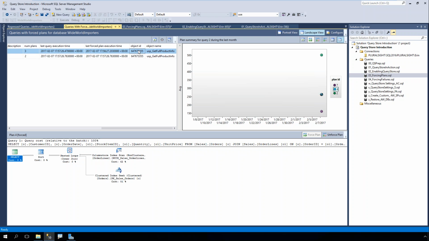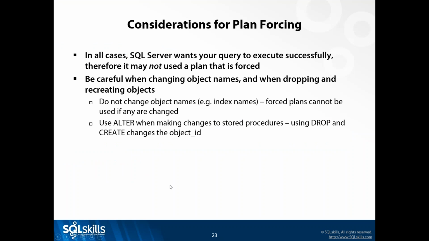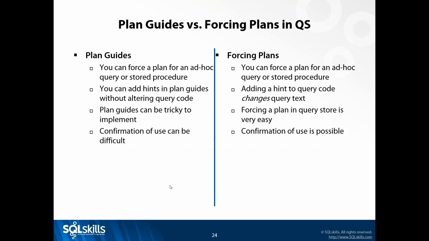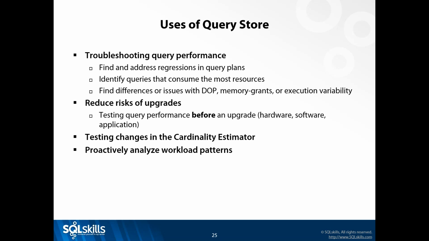let's see, is it in this one? There's an object ID. It's tied to the object name, which is tied to that forced plan. So when I change the object ID because I did a drop and a recreate on a stored procedure, then I've lost that forced plan. So that's absolutely something that you have to be paying attention to if you are using plan forcing. Let's see, I'm going to skip that for the moment.